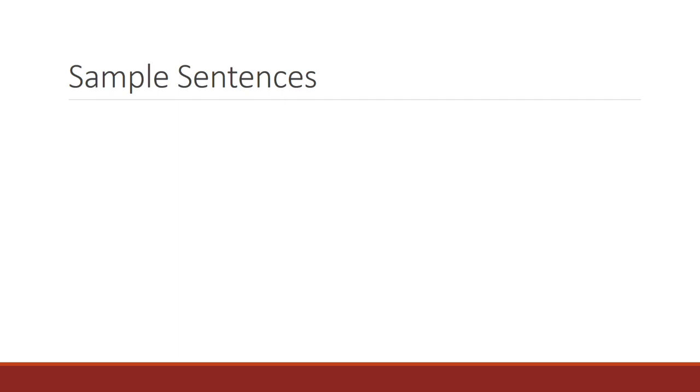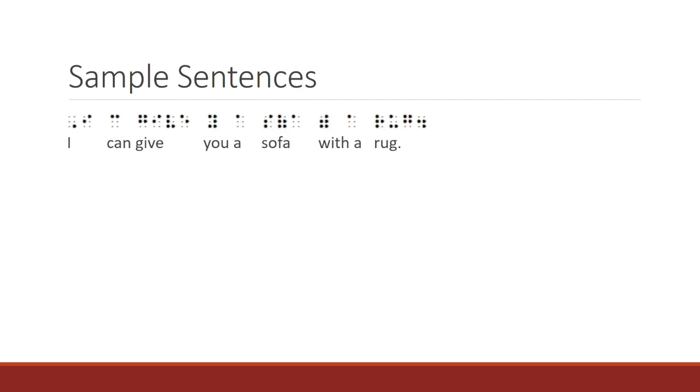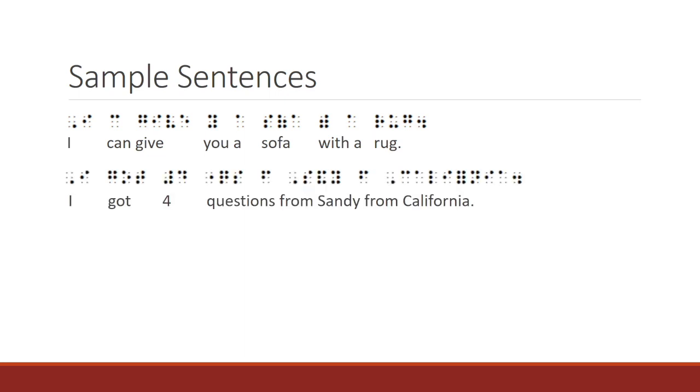Take a look at these sample sentences. The first sentence is, I can give you a sofa with a rug. The contractions used in the sentence are C for can, Y for you, the OF sign in sofa, and the WITH sign. The next sentence is, I got 4 questions from Sandy from California. The contractions used here are .5Q for question, F for from, the AND sign in the word Sandy, and the FOR sign in California.